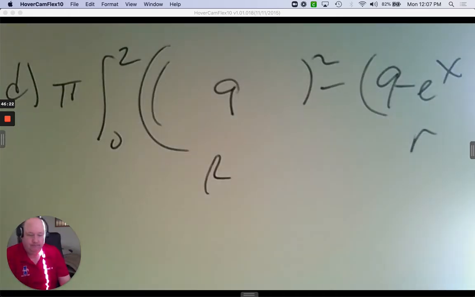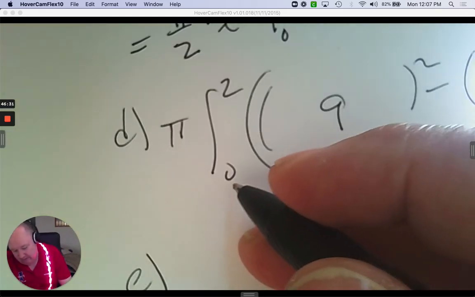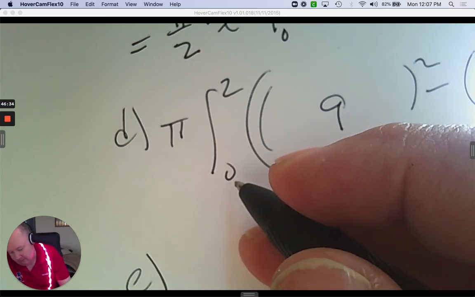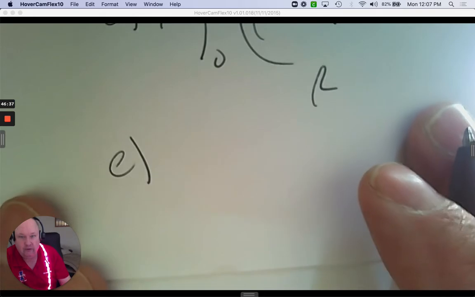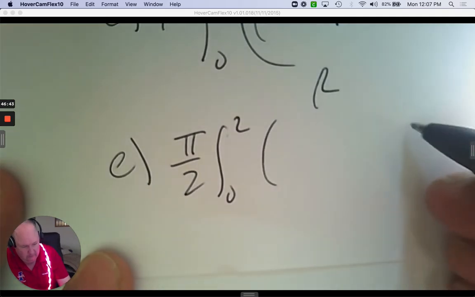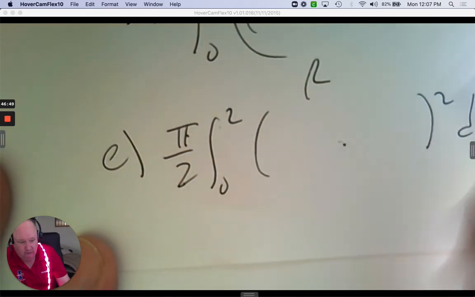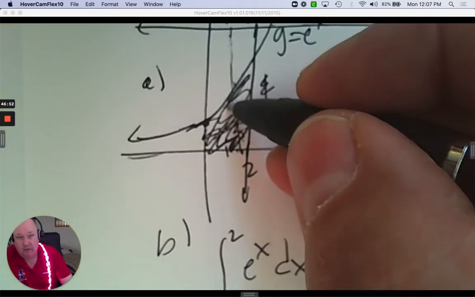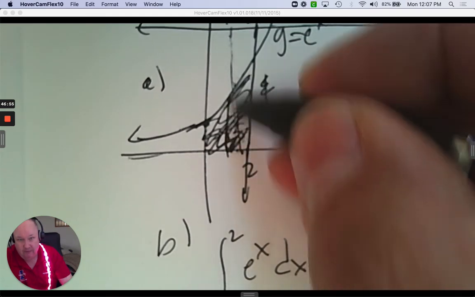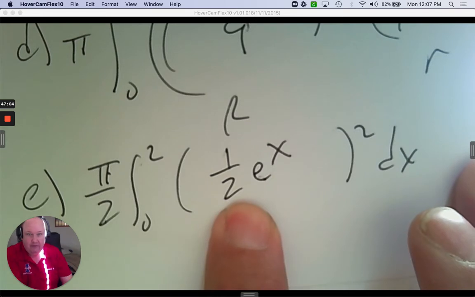E. So there it is right there. E. Set up a volume with semicircles. Diameters lie perpendicular to the x-axis. So for a semicircle, it's half a circle with that radius. So it's half a circle, so it's 1/2 pi r squared. And then what I see here, top subtract bottom, is actually the diameter. So the diameter is e to the x. So the radius is half of that. So it's half the circle and half the diameter, and then the setup.